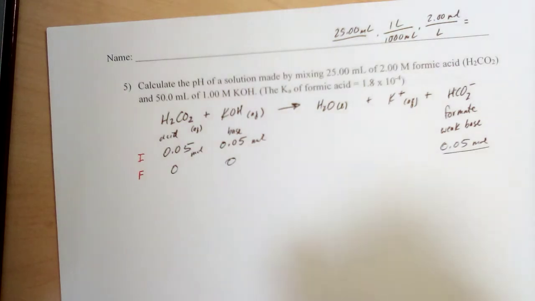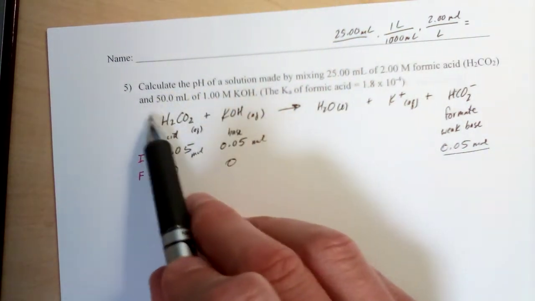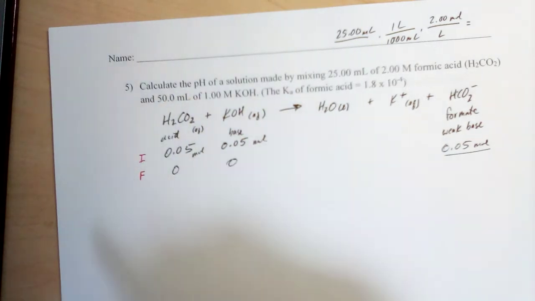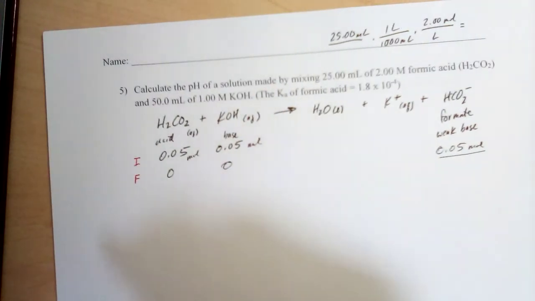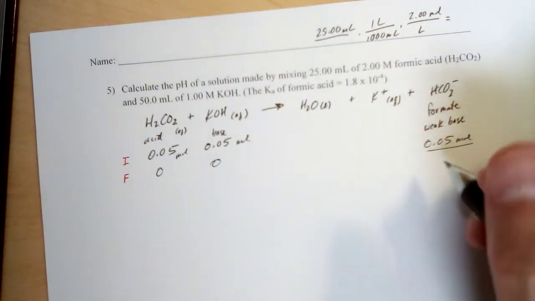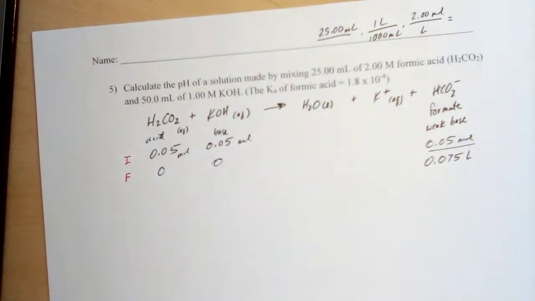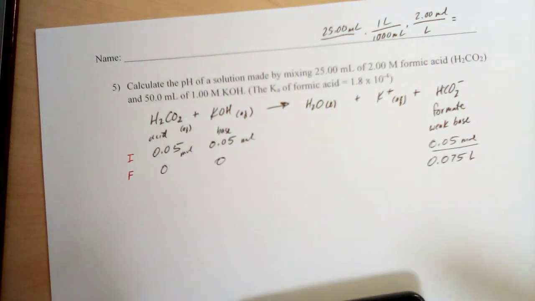The other thing we've got to factor in is that the volume is changing. We started with 25 milliliters. We added 50 milliliters of a different solution to it, so we now have a volume of 75 milliliters. So if I take the quantity of moles of formate and divide by how many liters my solution is, so again, 75 milliliters, I'm changing that to liters.